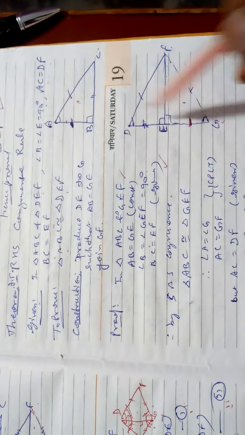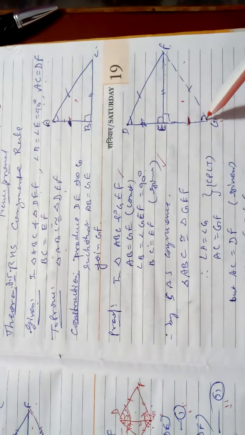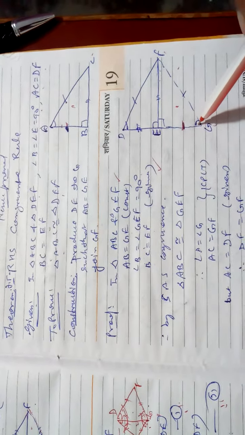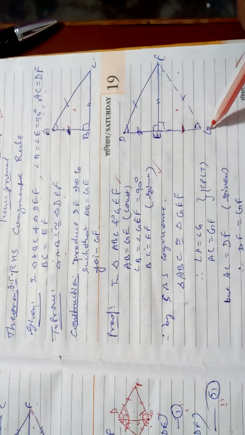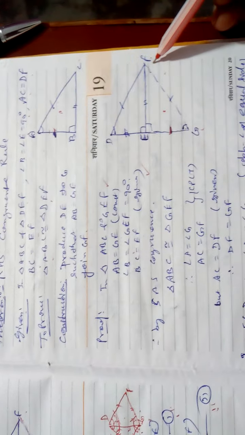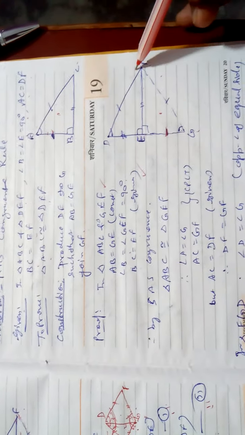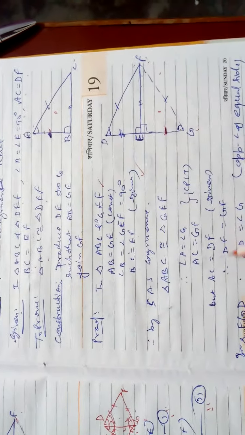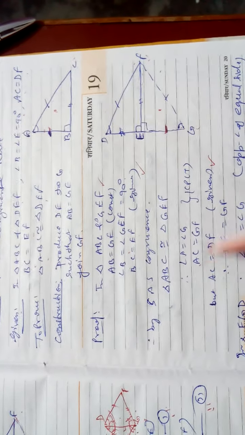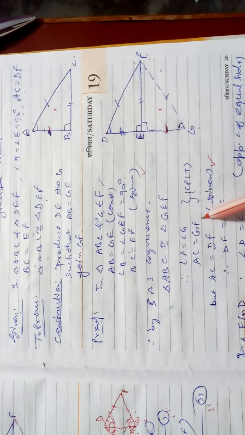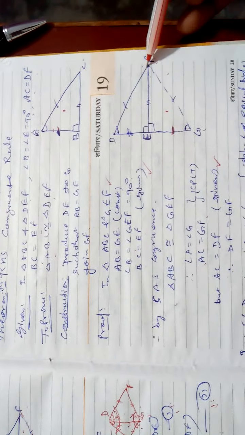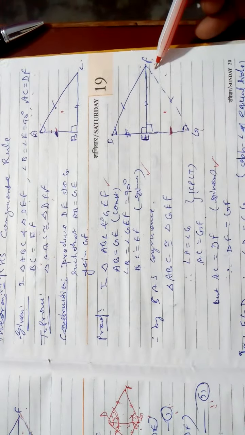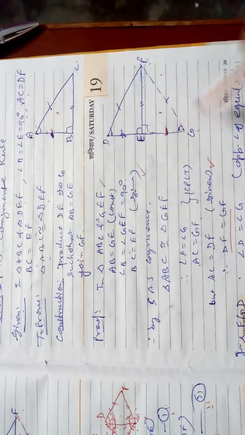Then by CPCT, angle A is equal to angle G and AC is equal to GF. But AC is equal to DF, it is given. You have proved AC is equal to GF. So what will you get? DF and GF are equal. These two are equal.